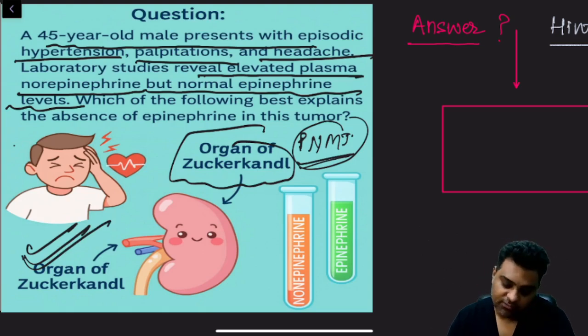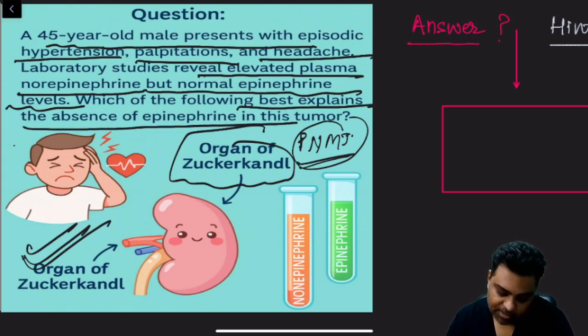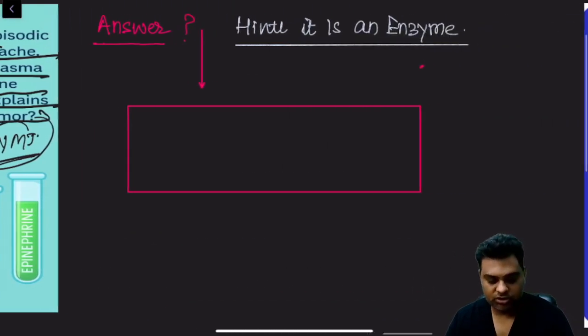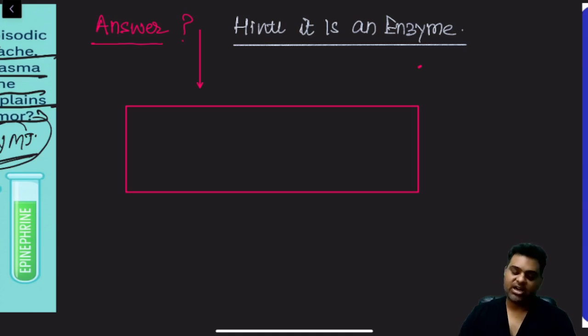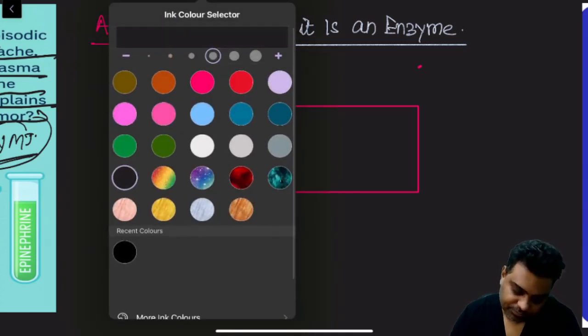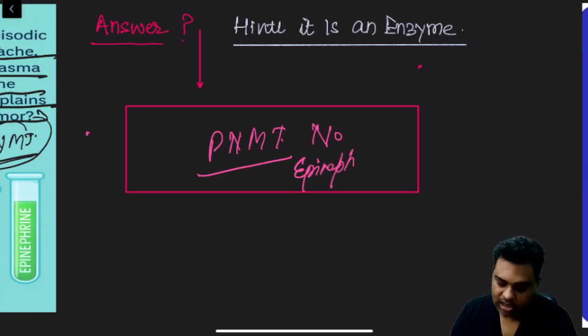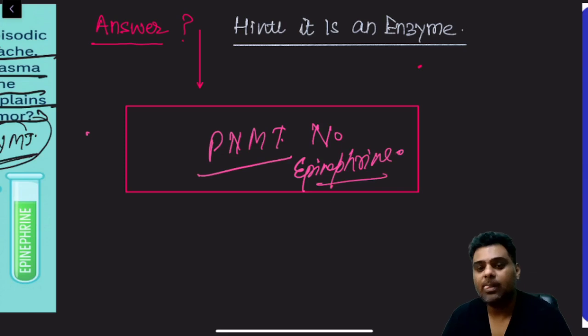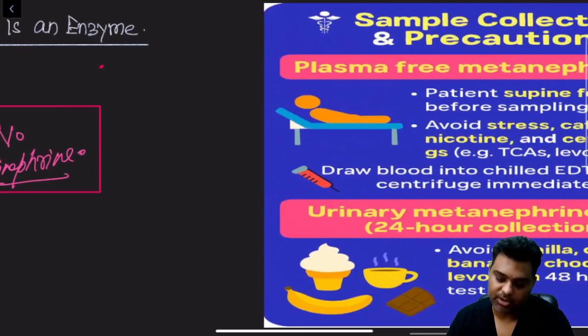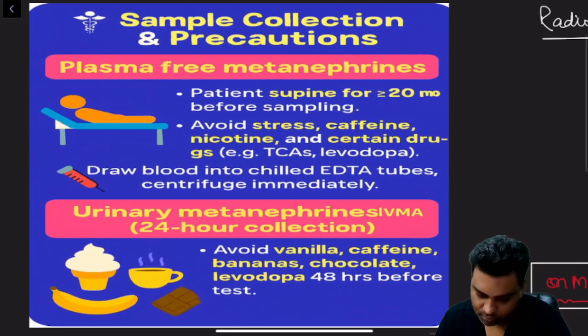So what are they asking? Which of the following best explains the absence of epinephrine? You can very well understand that because of the absence of the enzyme phenylethanolamine N-methyltransferase, there is no epinephrine. And if you do the laboratory diagnosis of this patient, you will also find that there will be no metanephrine in the blood. So this is a very important point.